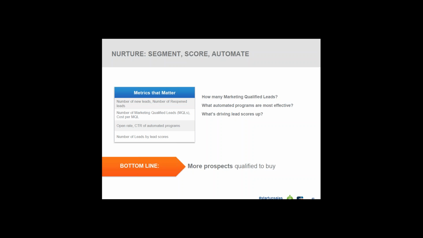When you're running automated programs, it's very critical to understand your open rates and click-through rates, and where you can get better results by changing a subject line or switching out content to get better response and engagement. It's also important to look at how many leads you are getting by lead score. If you're getting a lot of leads but they have very low lead scores, they're probably not sales ready, or maybe you need to look at how you're qualifying them, to understand whether what you're creating is high quality enough and really ready to be passed over to the sales team.